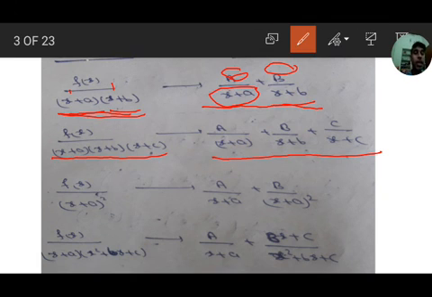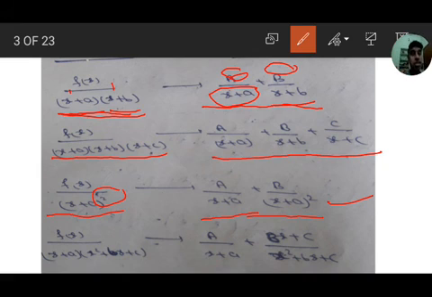Next, if a linear factor is repeated. Repeated linear factors means, third case, f of x by x plus a whole square, meaning x plus a is the linear factor repeating 2 times. Then we get A by x plus a plus B by x plus a whole square. If it is whole cube, next plus C by x plus a whole cube.